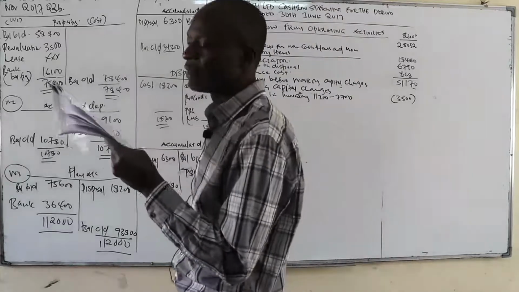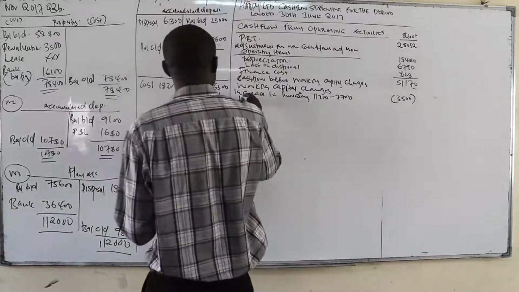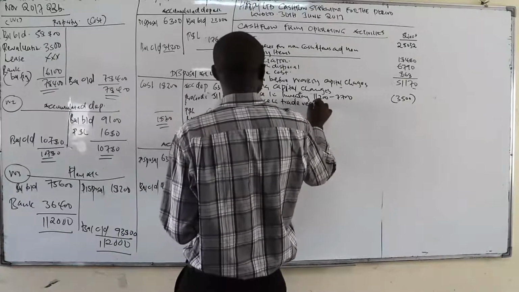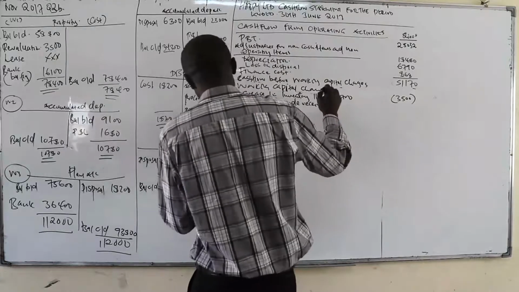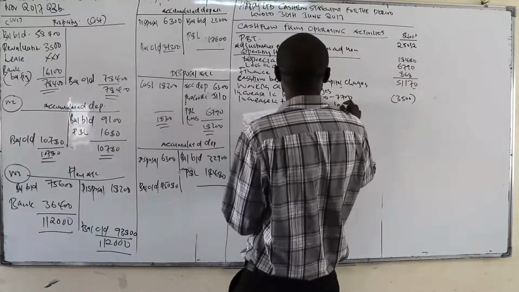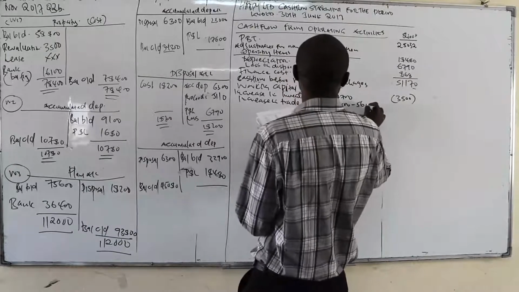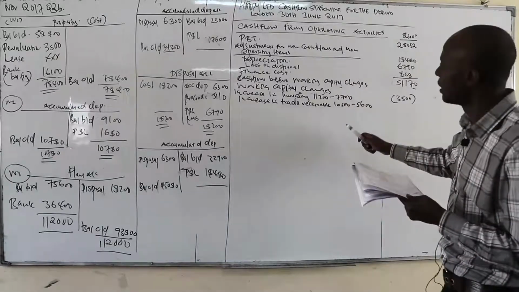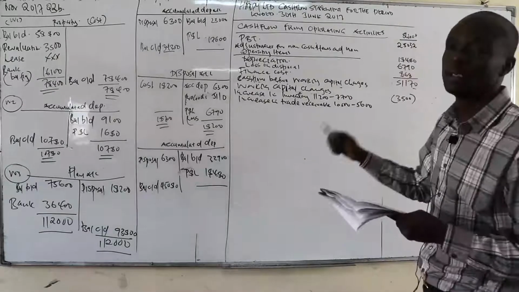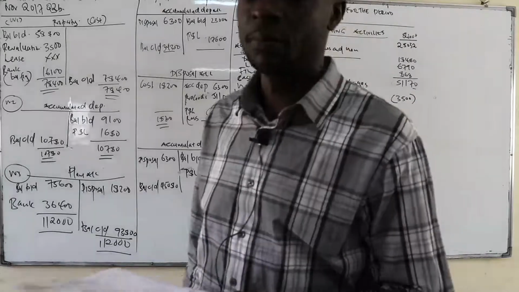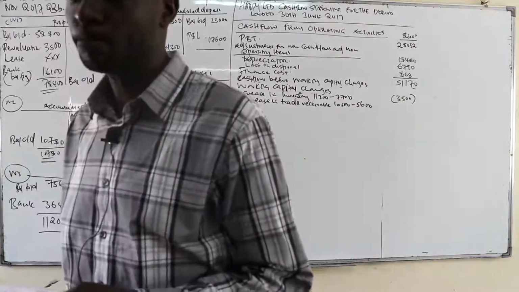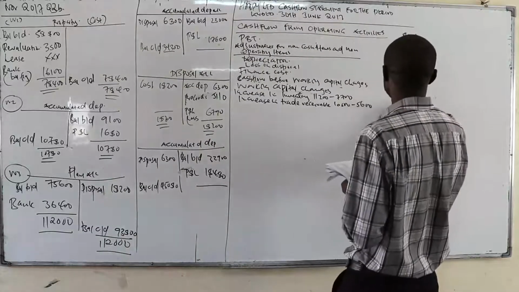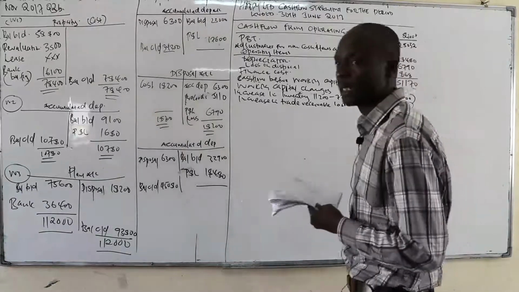Then you go to the trade receivables. So you say increase in trade receivables. How much is it? We had 10,500 minus 5,600. So you compare the current year's figure and the last year's figure. If it is increasing and it's an asset, the difference is outflow. So how much do you get? 4,900. That is outflow.